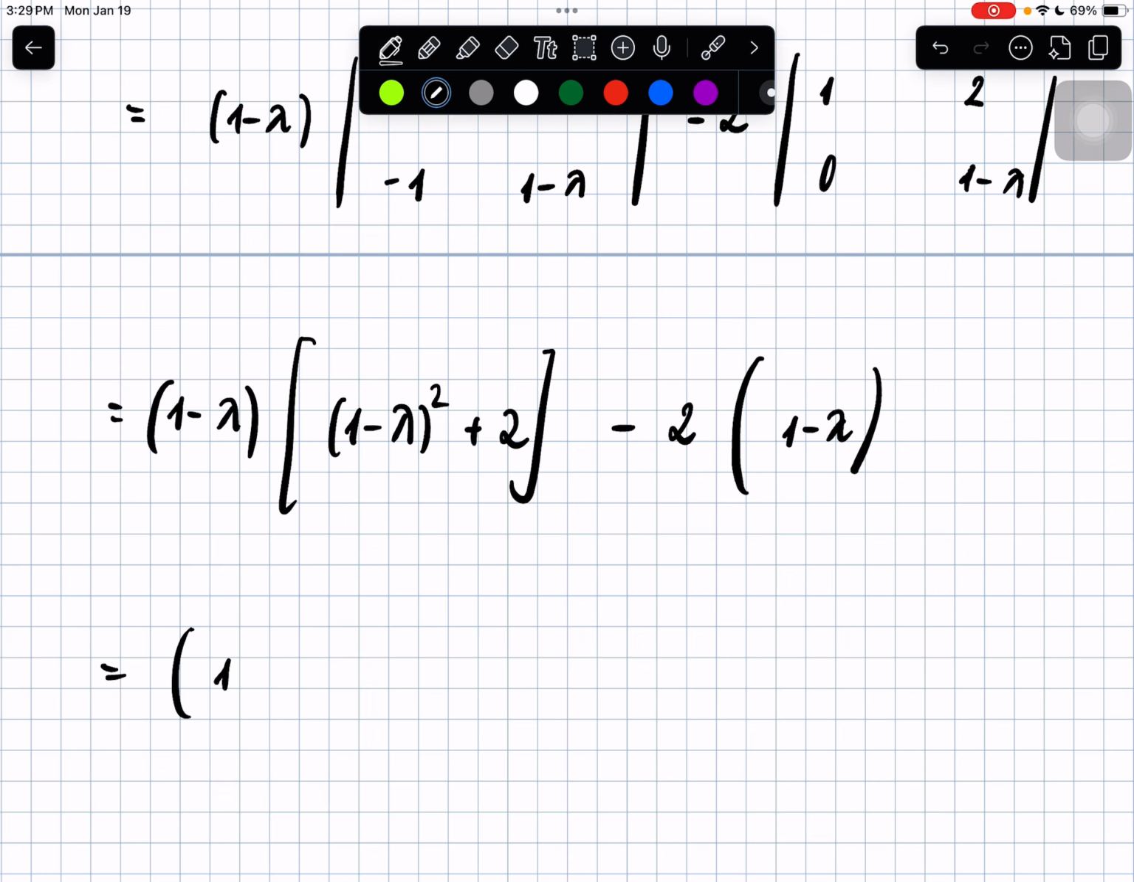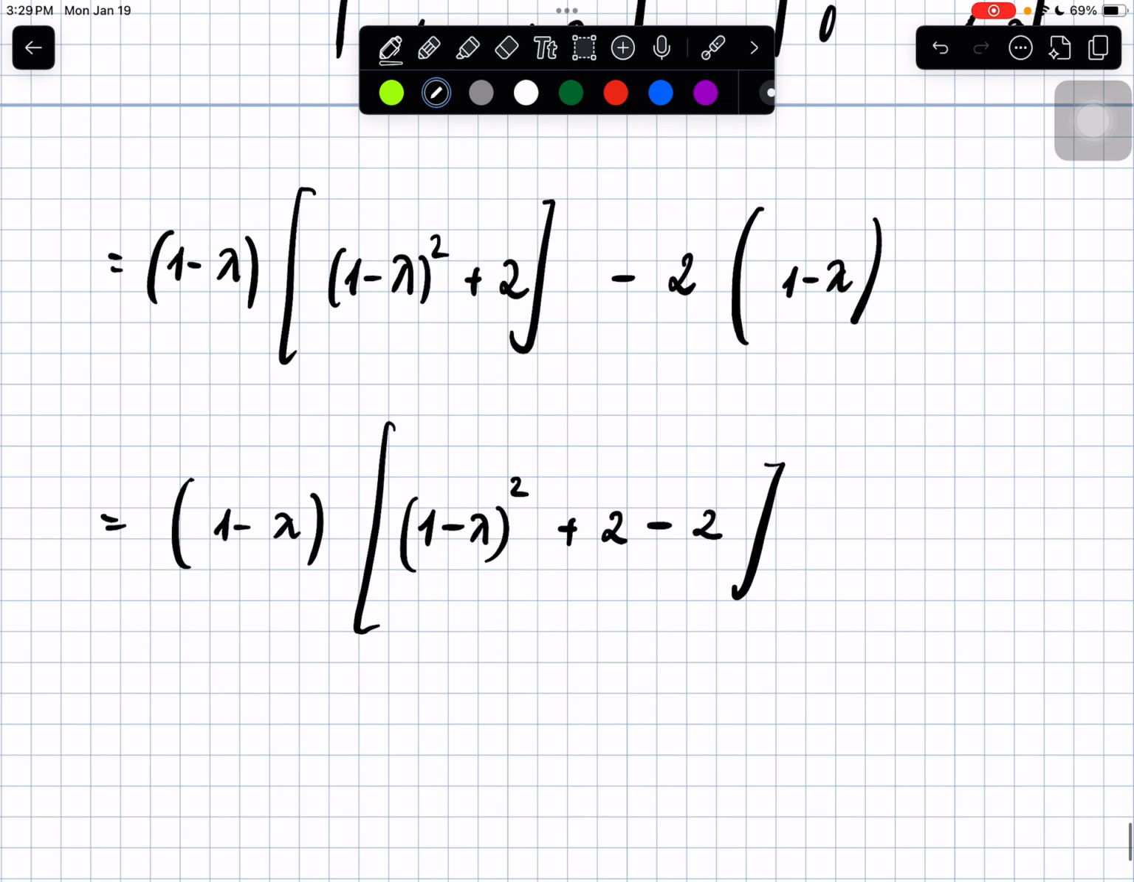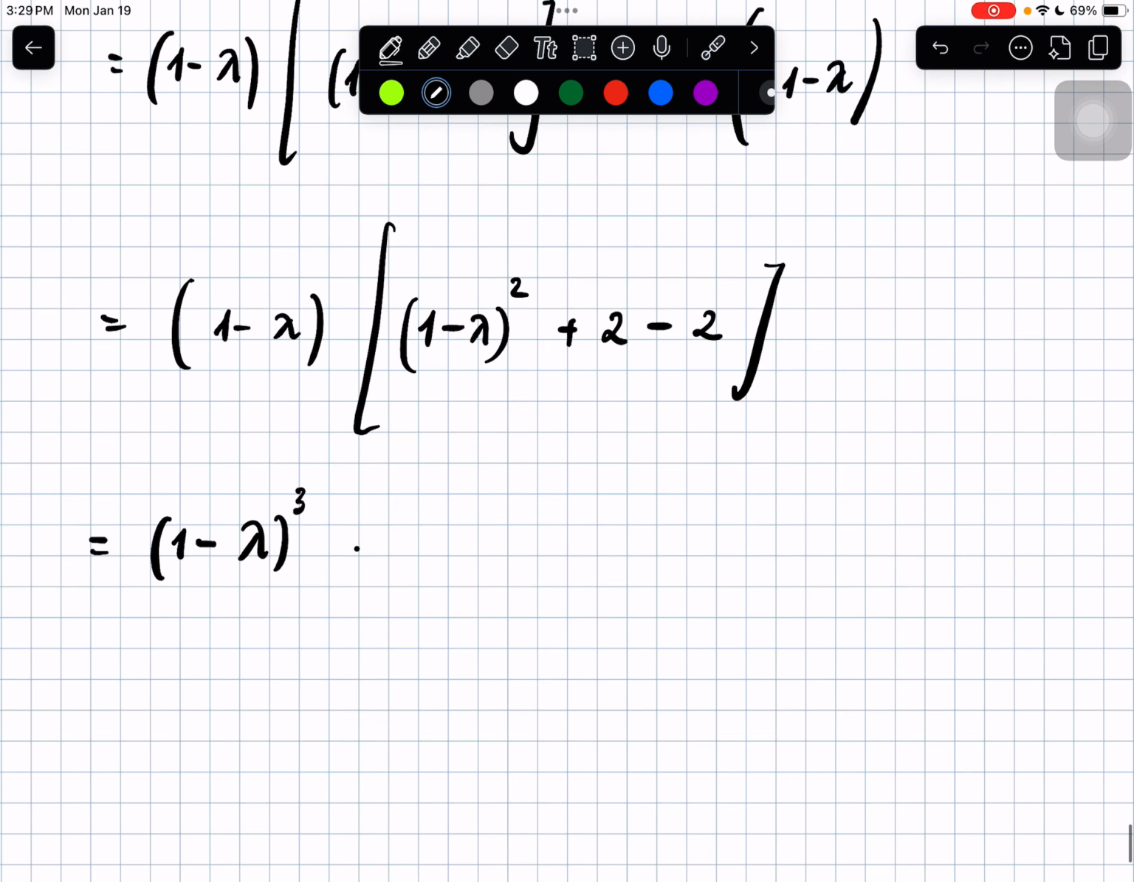So we have 1 minus lambda in common: 1 minus lambda times (1 minus lambda squared plus 2 minus 2), which gives 1 minus lambda cubed. This equals 0 if and only if lambda equals 1. So lambda equal to 1 has algebraic multiplicity 3.